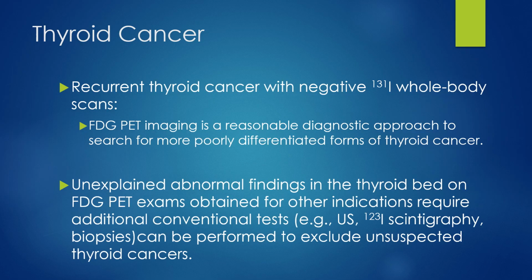Thyroid cancers with FDG can be a little tricky because there are a couple different types. Recurrent thyroid cancer with a negative I-131 whole body scan may be a good indication for FDG. That's a reasonable diagnostic approach in patients where thyroid cancer or thyroid metastases is indicated or a concern, but they have a negative I-131 whole body scan. Unexplained abnormal findings in the thyroid bed on FDG PET scans obtained for other indications require additional conventional tests such as ultrasound, I-123 scintigraphy, maybe biopsies, and this can be performed to exclude unsuspected thyroid cancers.